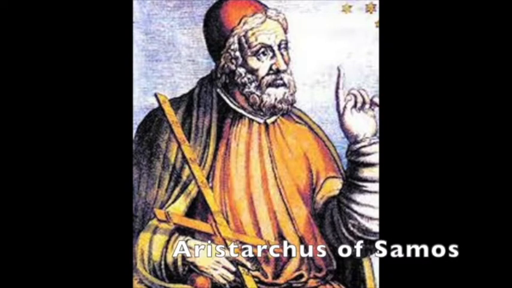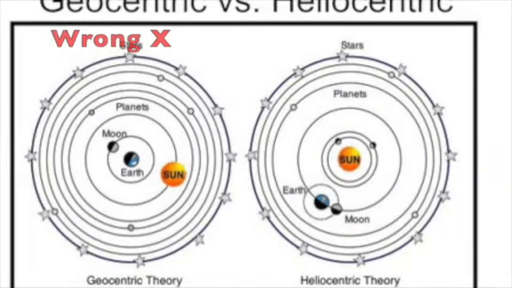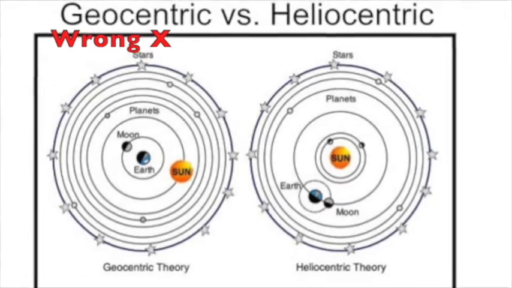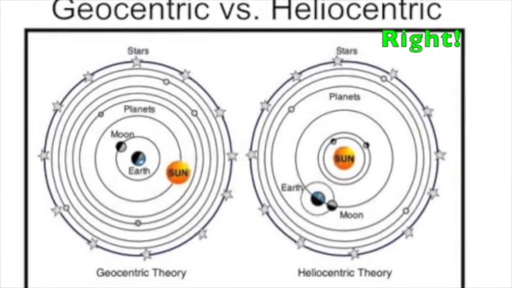A few hundred years later, a fellow Greek by the name Aristarchus proposed the first recorded heliocentric view of the solar system. The heliocentric view states the Earth revolves around the Sun, as opposed to the geocentric view, which states that the Sun revolves around the Earth.